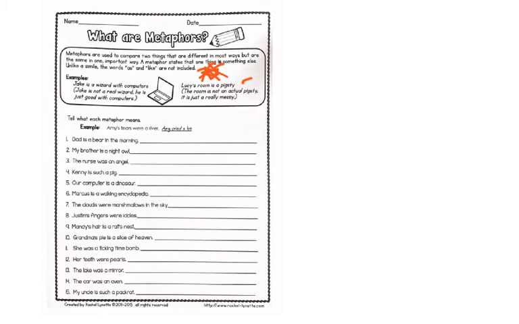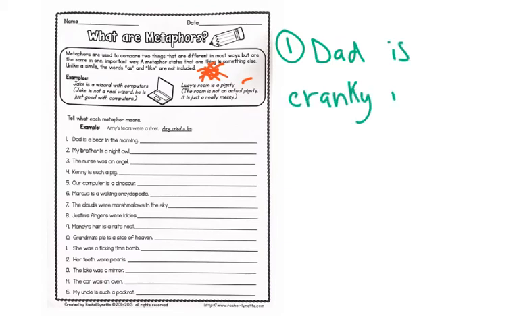So number 1 says, Dad is a bear in the morning. So we know Dad doesn't turn into a bear in the morning. That doesn't happen. It probably just means that he's cranky in the morning. So Dad is cranky in the morning. So that is how you do this assignment.